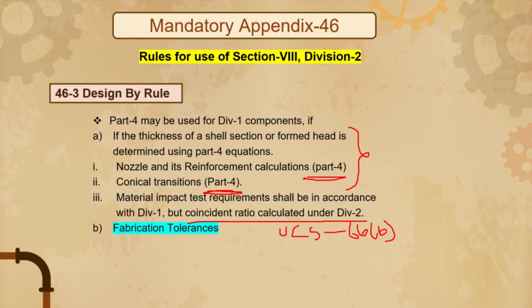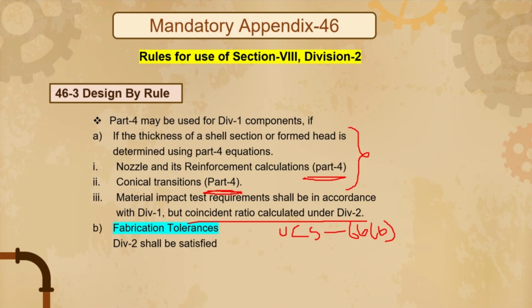So up to here, design rules, guys. But what about fabrication tolerances? We need to consider fabrication tolerances also, right? Should we consider Division 1 or Division 2 fabrication tolerances? What is our answer, guys? Division 2 shall be satisfied.